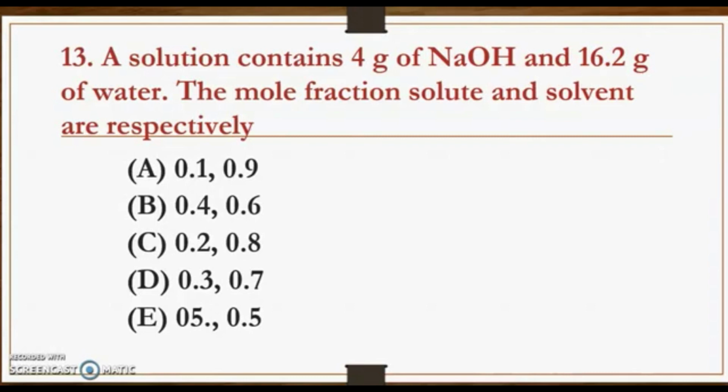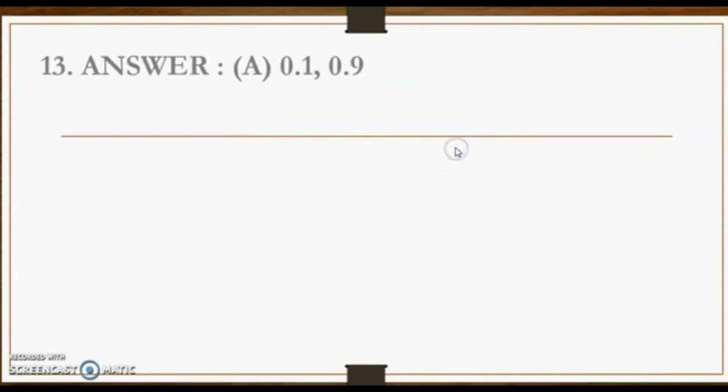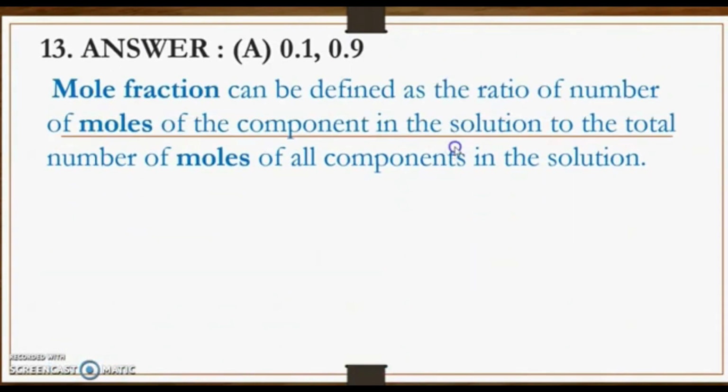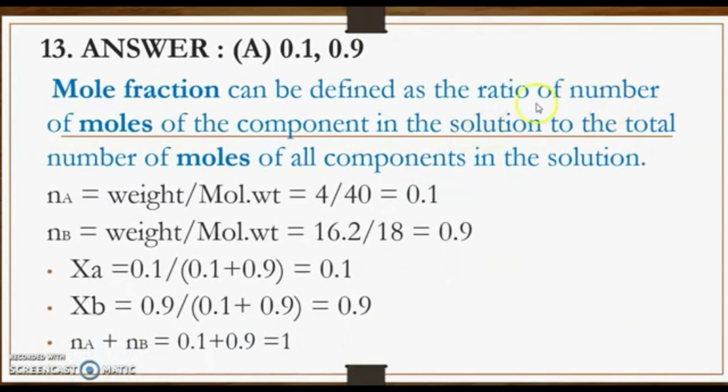The number of moles is calculated by weight divided by molecular weight. Here, in the case of NaOH, the molecular weight is 40. Therefore, 4 by 40, which is 1 by 10, that is 0.1 is the number of moles. For water, it is 16.2 gram, therefore 16.2 divided by 18. Mole fraction is the ratio of the number of moles of the component in the solution to the total number of moles of all the components.